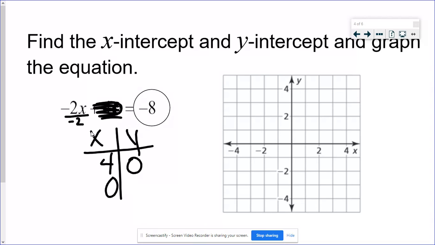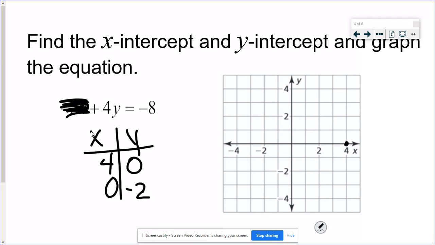If I wanted to find the y-intercept, when the x is 0, so I'd be putting a 0 right here. And again, negative 2 times 0 is 0. Adding 0 doesn't do anything. I don't need it. So I have 4 times something gives me negative 8. That something has to be negative 2. So 4, 0, and 0, negative 2. And there's my line.